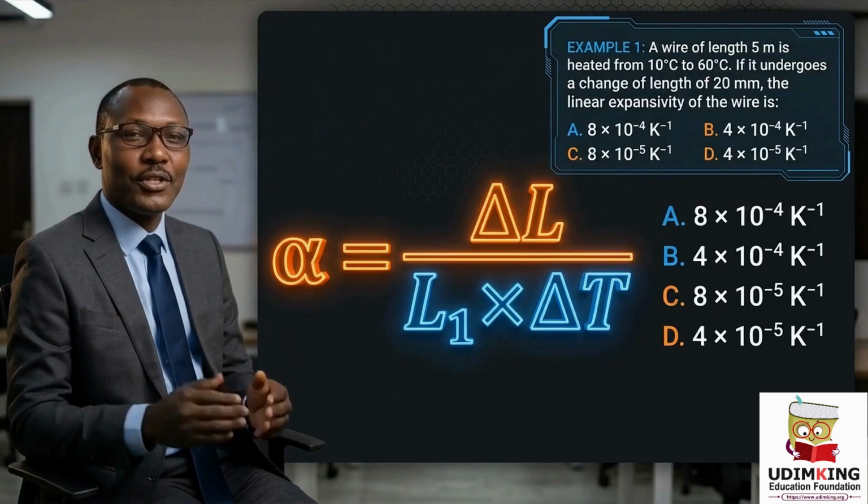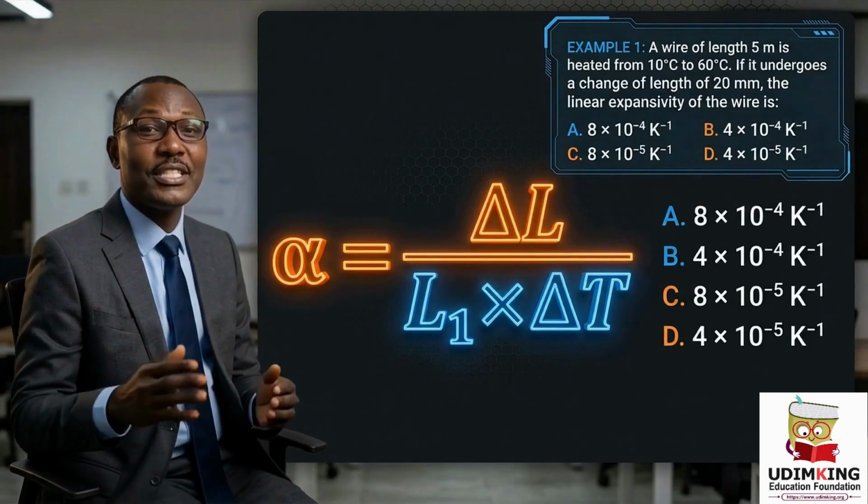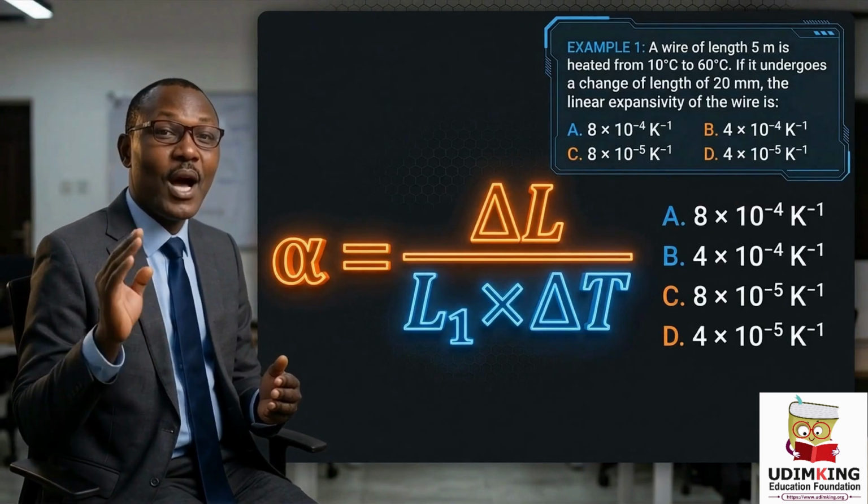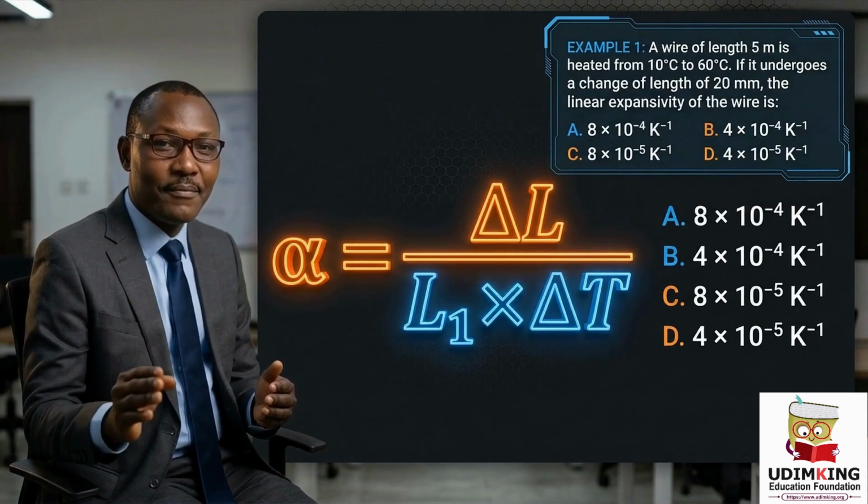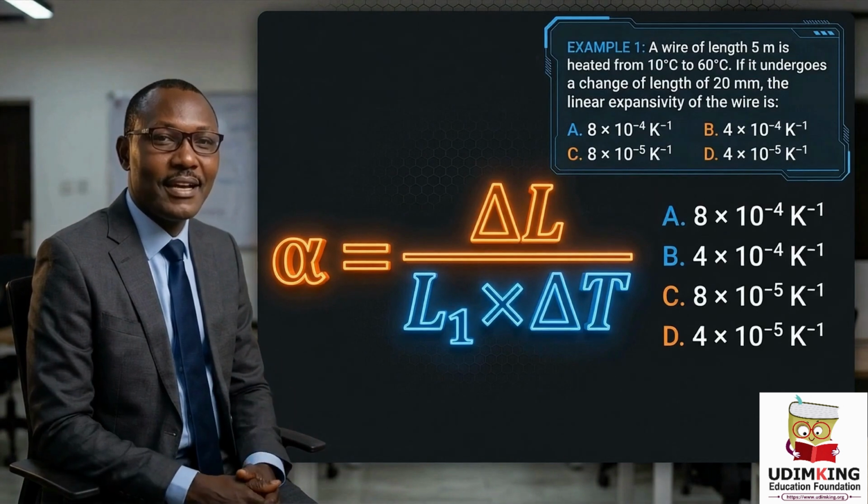Looking back at our options, this perfectly matches option C, 8 times 10 to the power of -5 per Kelvin. In our next video, we will take our second example.